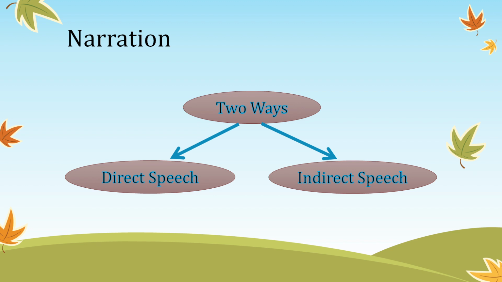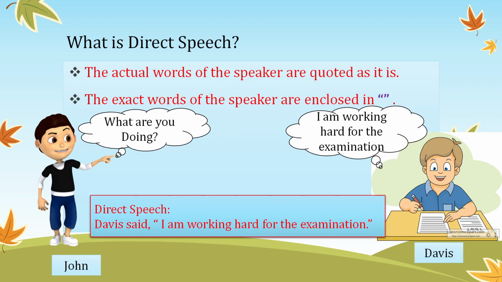Narration is done in two ways. One is direct speech and the second one is indirect speech. Now, what is direct speech? The actual words of the speaker are quoted as they are. When we are quoting the actual words of the speaker, it is called direct speech. We are not making any modification in the speech of the speaker. What the speaker has said exactly, word for word, we will be quoting in direct speech. The exact words of the speaker are enclosed in quotation marks or inverted commas.